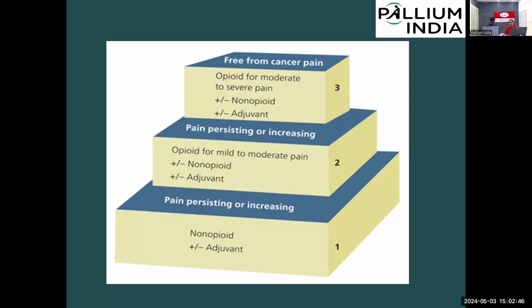And if the pain is more severe, then we move on to step 3 analgesics, which include opioids for moderate to severe pain, plus or minus non-opioids, plus or minus adjuvants. I hope you all are clear with this WHO analgesic ladder. So today, as I already mentioned, you have already done non-opioids. So today we will be handling the opioids. So we'll start with the patient scenario.